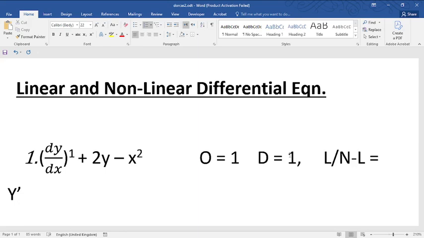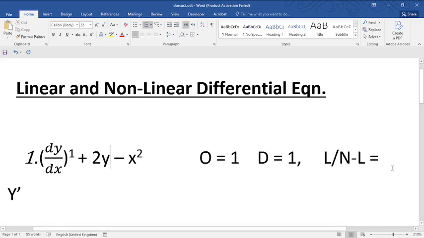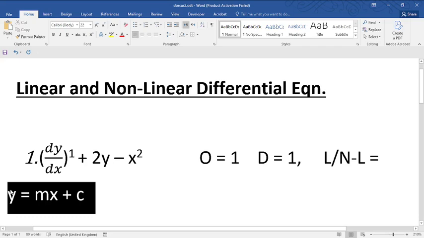So for linear, in such a way, you just have to check the given equation. Here you are having y, and then this y is raised to power what? Is raised to power 1. Meanwhile, it is going to be linear. The idea is very simple. Let's say you are having something like y equals mx plus c. So this is what you can call a linear equation.